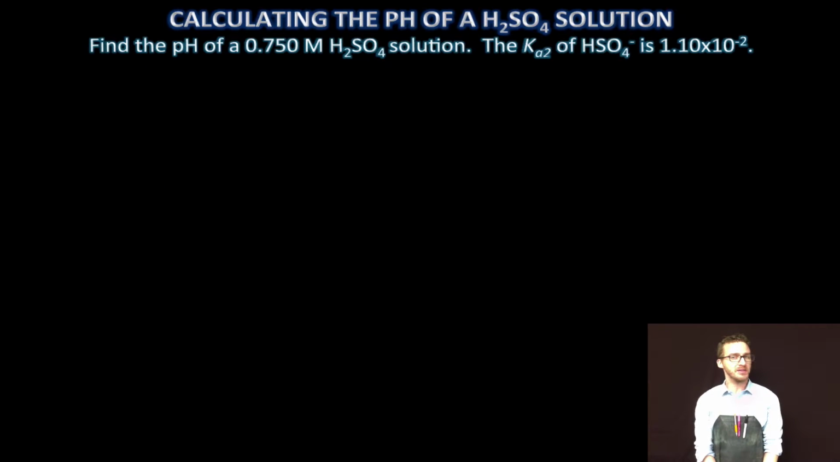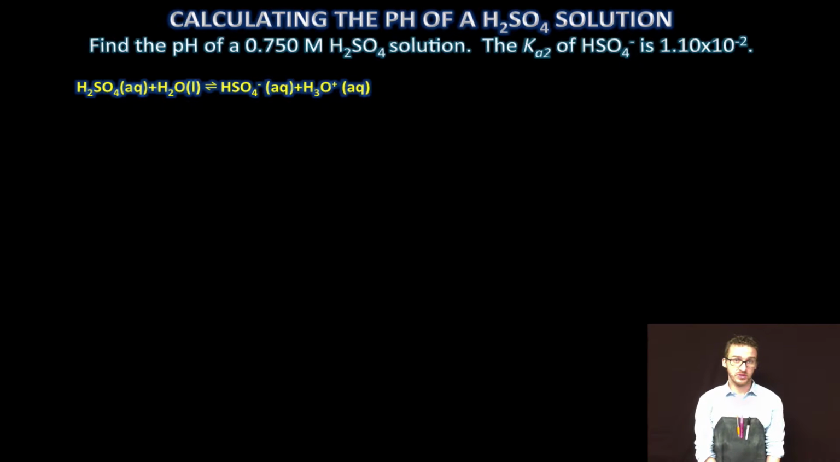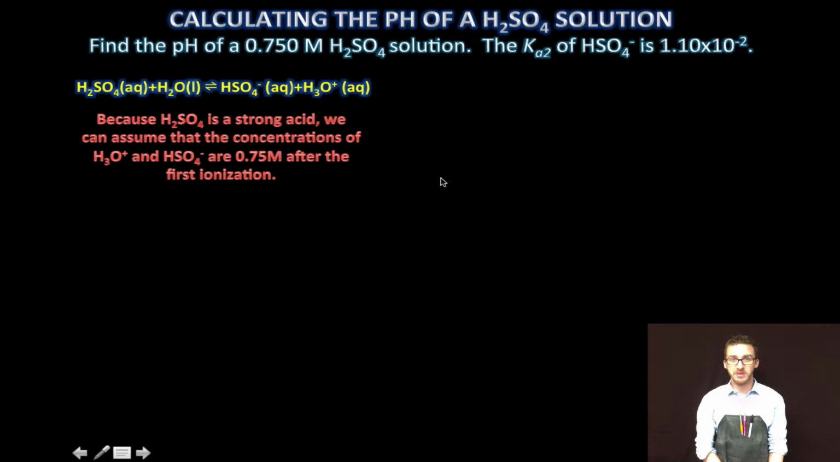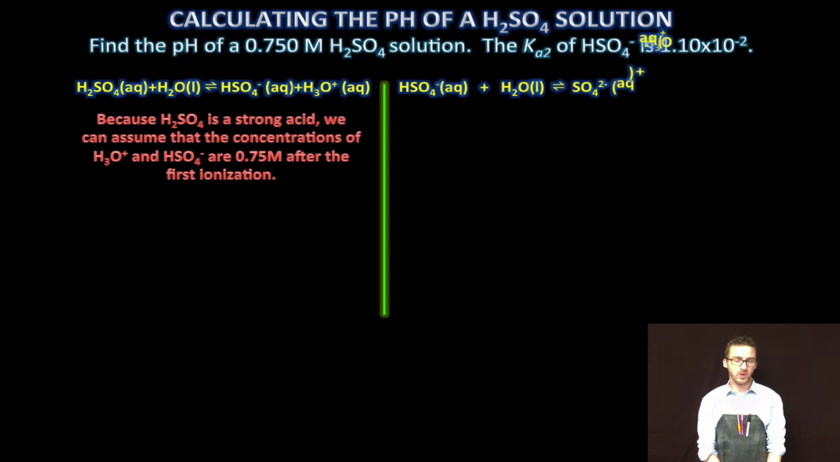Let's take a look at how we would calculate the pH of a sulfuric acid solution that's 0.750 molar. We're told the Ka2 of hydrogen sulfate ion is 1.10 times 10 to the minus 2. Let's first take a look at H2SO4 when it's placed in water. The first ionization, or the first hydrogen that it's going to give off, will form hydrogen sulfate ion and hydronium ion. And recognize that because H2SO4 is a strong acid, we can assume that the concentrations of hydronium and hydrogen sulfate ion are going to be equal to the initial concentration of the sulfuric acid, in this case 0.750 molar. But then recognize that hydrogen sulfate ion will react with water or ionize again to form sulfate ion and additional hydronium.